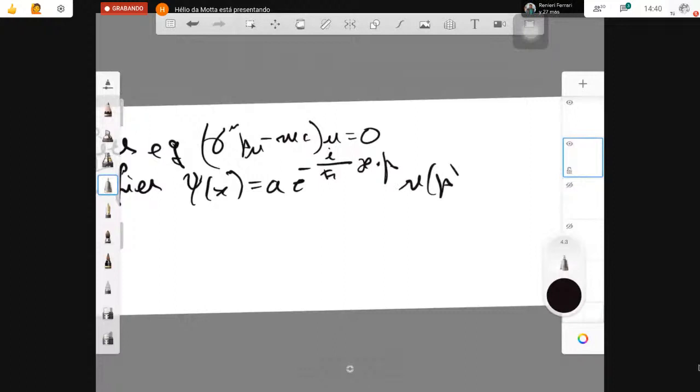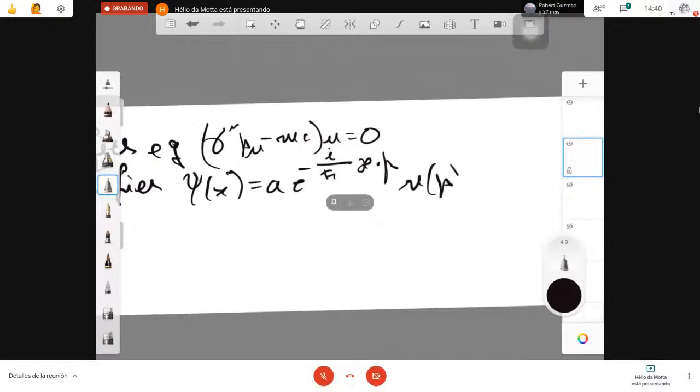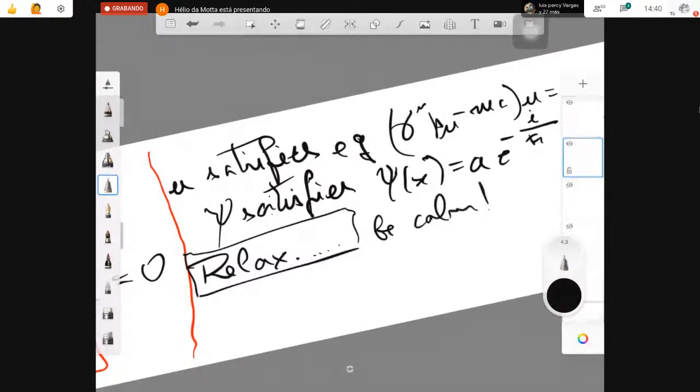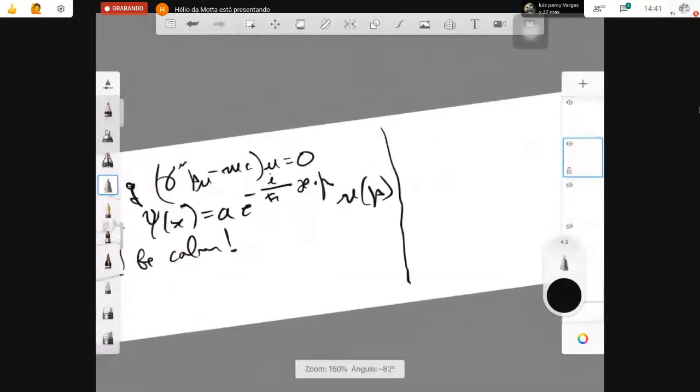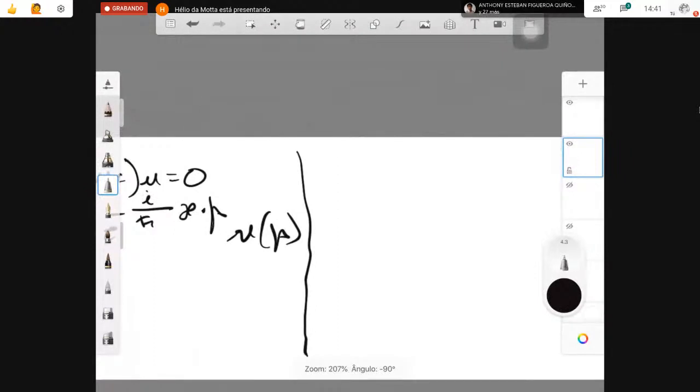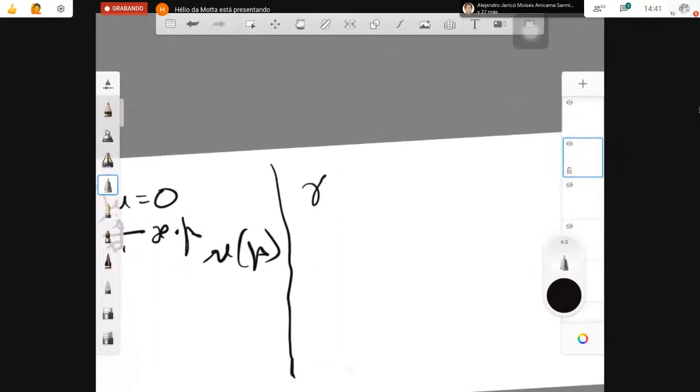Now, relax. Okay? Be calm. Why? This is not as complicated as it looks. Okay? Be calm. Okay, I will try to write this here in a more visible way. So, the pencil is fading again. Come on.